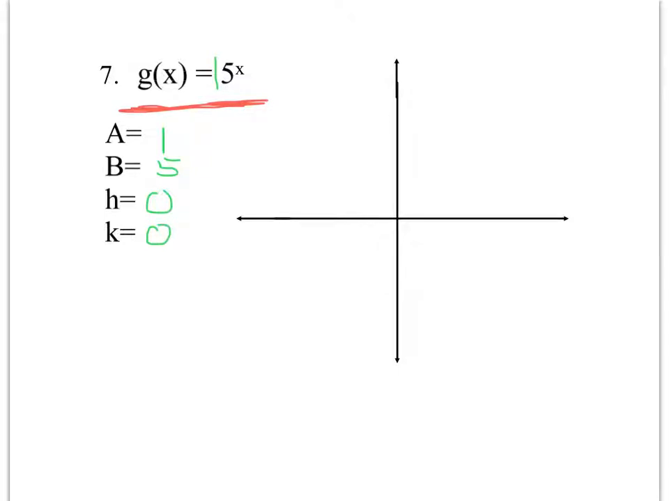So when I go to graph this guy, I have an ordered pair of 0, 1. It's going to shoot up to the right, so 5 to the 1 power is 5, so it's going to get big relatively quickly. Shoots off to the right, very large, and to the left, we're going to relatively quickly start to hug the x-axis. So it's asymptotic to the x-axis. Notice, though, again, our domain is going to be all real numbers.